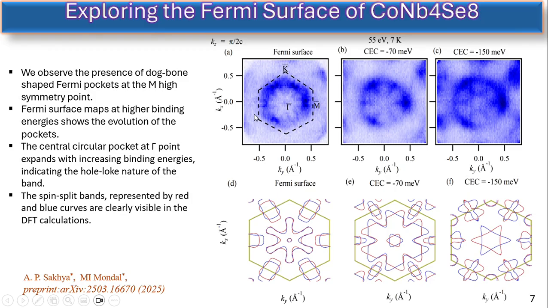So here we can see different pockets at gamma and M. The smaller pocket at gamma increases in size at higher binding energy in the constant energy contours, at E equal to minus 70 meV and minus 150 meV. That indicates the hole like nature of this pocket at gamma. So there is a dog bone shaped pocket here at M, which is clearly resolved in the spin resolved DFT calculation. This dog bone shape pocket has opposite spin polarization, one for spin up and another for spin down.